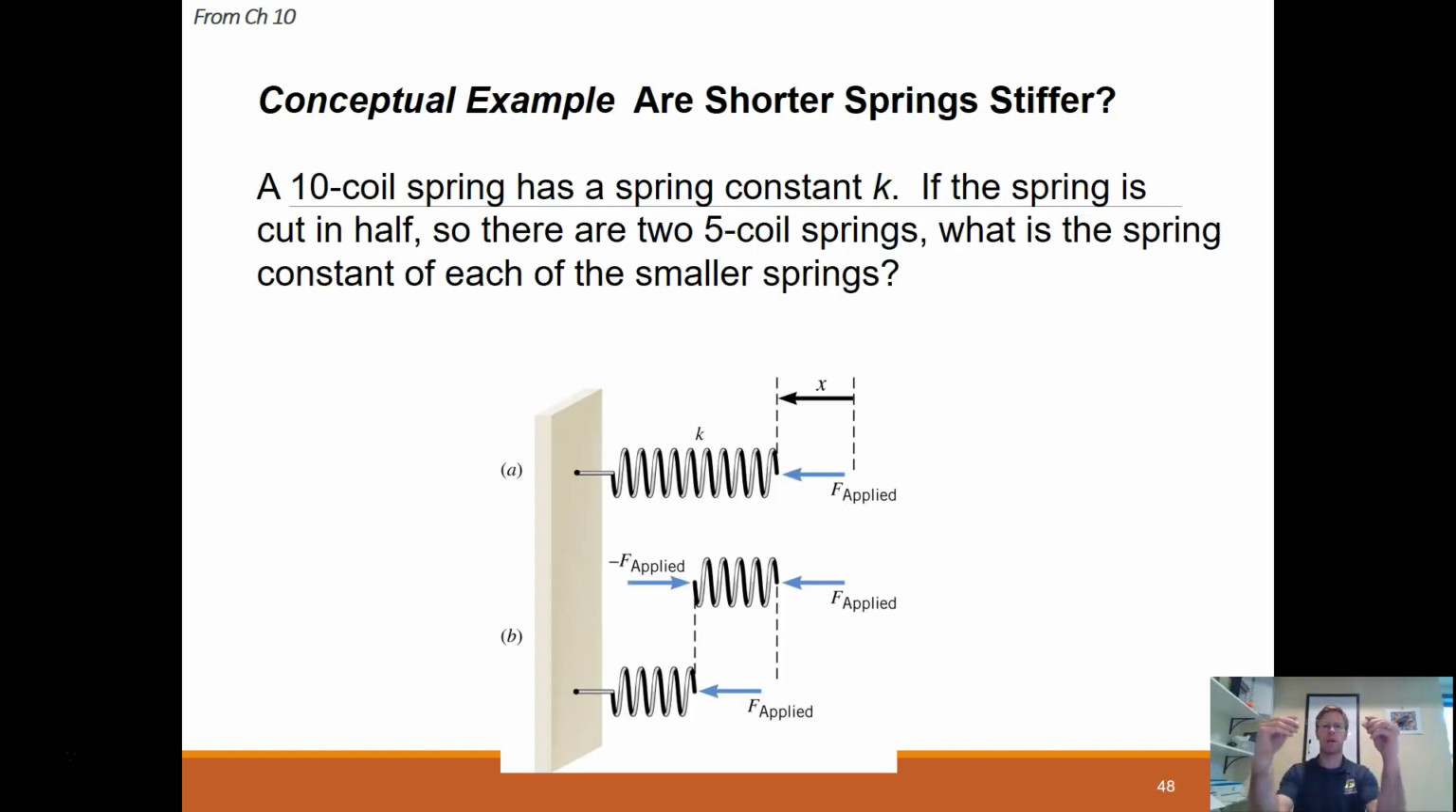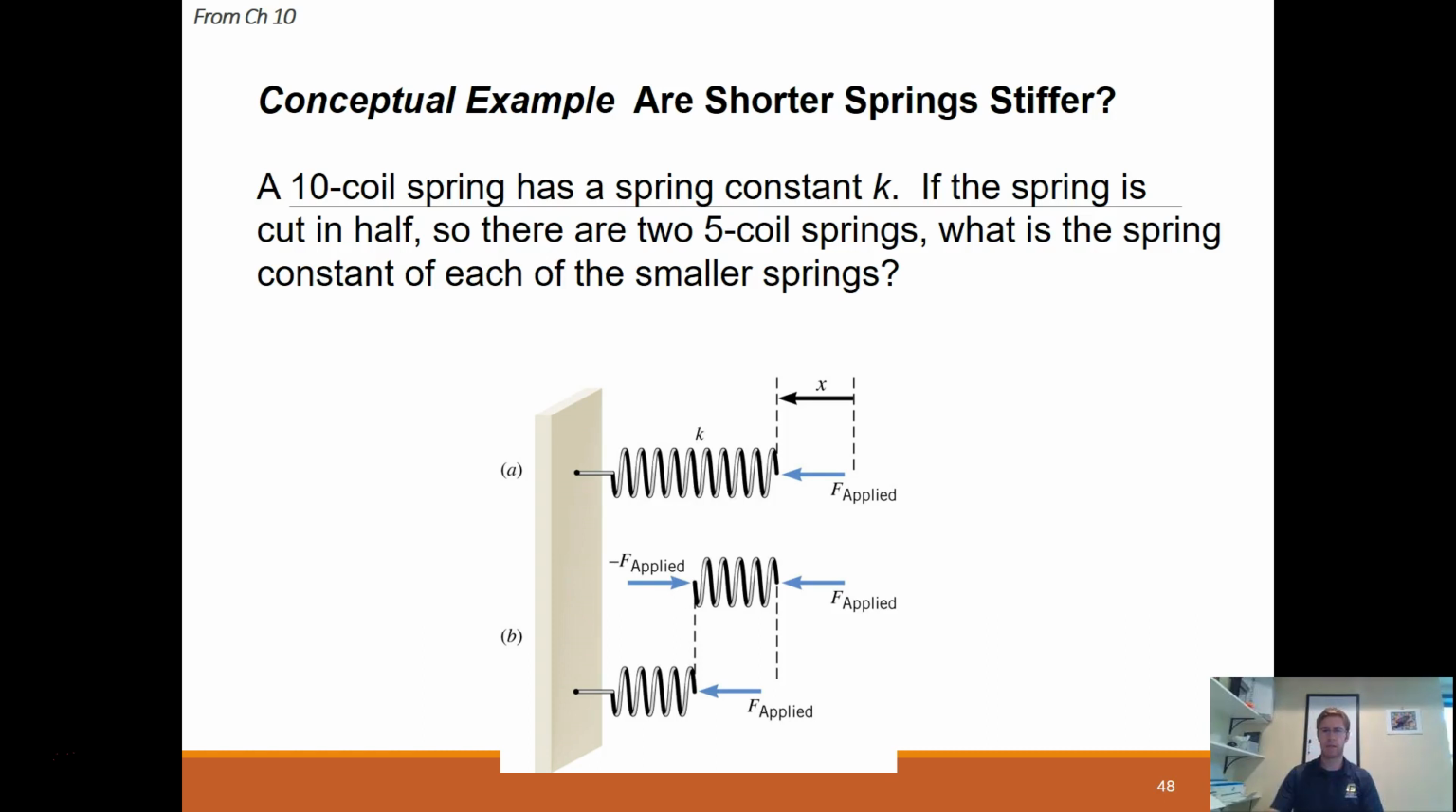Here's an interesting concept. So I have my spring once again here. If I were to take this spring and cut it in half, what do you think would happen to the spring constant? Would it be the same? Would it be different? Would it double? Would it be half? What would happen to the spring constant? Pause it, think about it, and let me know.